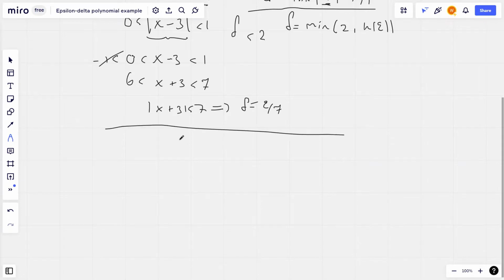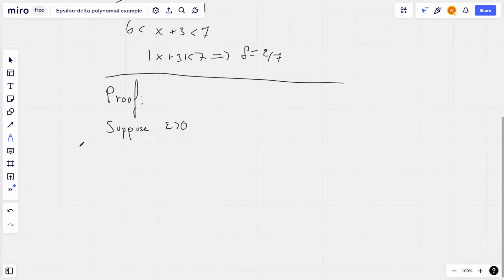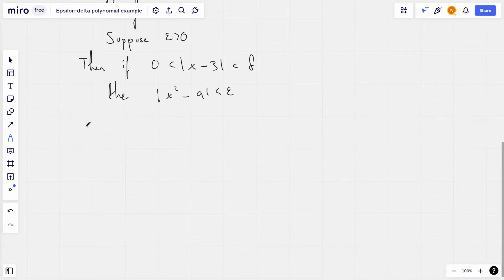Stemming from this, we can start our proof. Suppose that epsilon is greater than 0. Then if we have the modulus of x minus 3 being less than delta, then the modulus of x squared minus 9 is less than epsilon. So choose delta to equal the minimum between 1 and epsilon over 7.